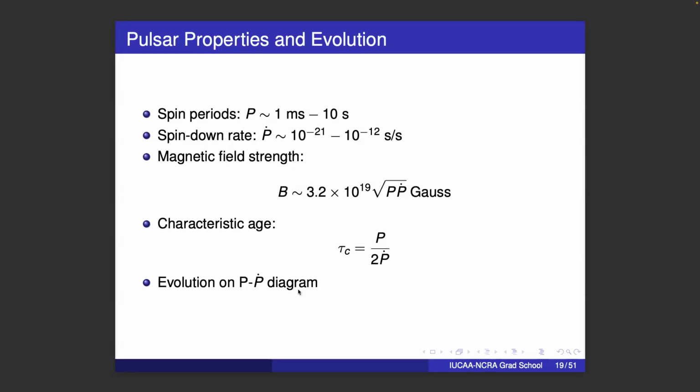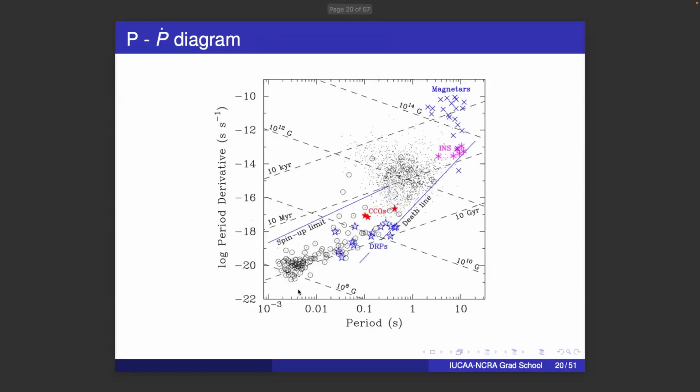Okay. So very often a P dot diagram is used by all pulsar astronomers. So they will plot log of the period on the x-axis and the log period derivative on the y-axis. And so there are various pulsars of various kinds. So all these guys are your millisecond pulsars.